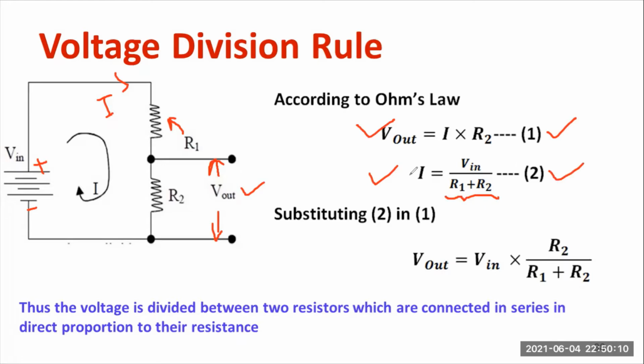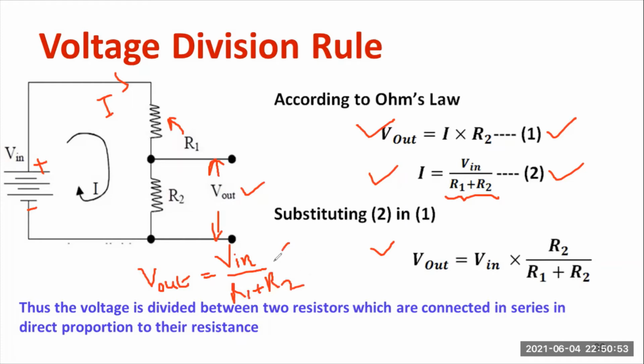Next, what you are supposed to do is substitute equation number 2 in equation 1. The second equation should be substituted in the first equation. When I substitute, I get V out is equal to, instead of current, what will you write? Let me write it here, then you will understand very clearly. The final expression should be V out, that means the voltage across resistor R2. V out is equal to, instead of current, I can write V input divided by R1 plus R2.